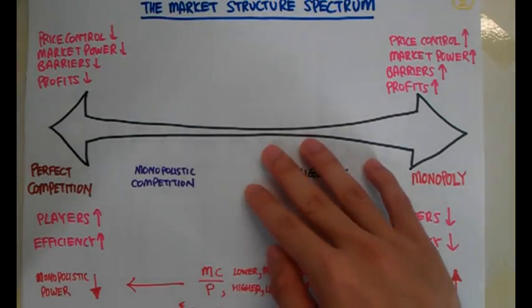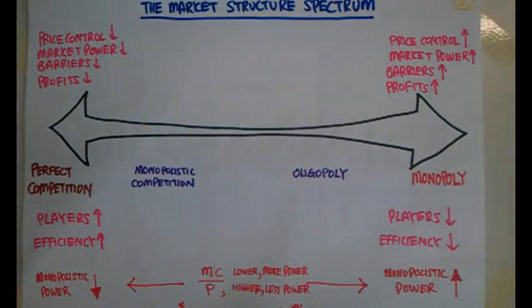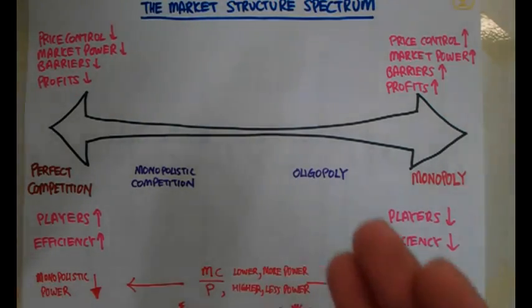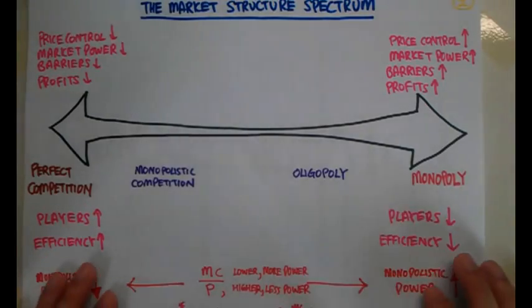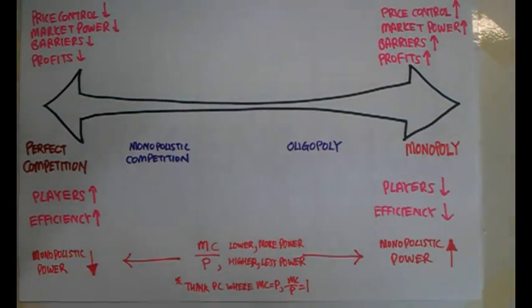Now the most important thing that I would like you to take note of is market power. How do we measure the monopolistic power of a particular firm? Basically we will take marginal cost divided by price. The lower this equation is, the more powerful it is. The higher it is, the less powerful. Let me introduce to you an easy way to remember this.